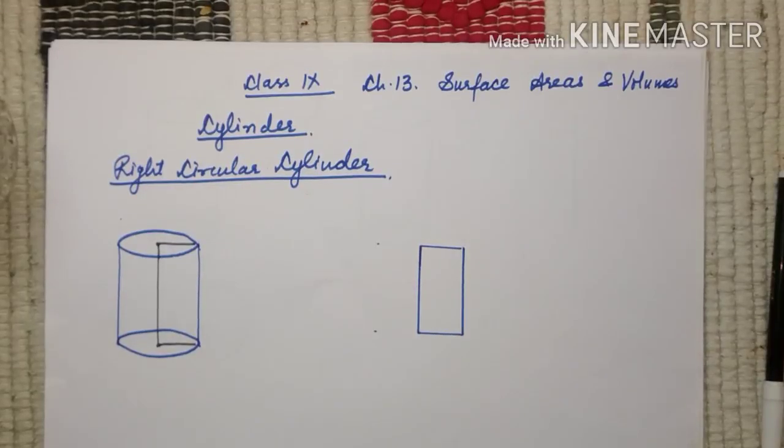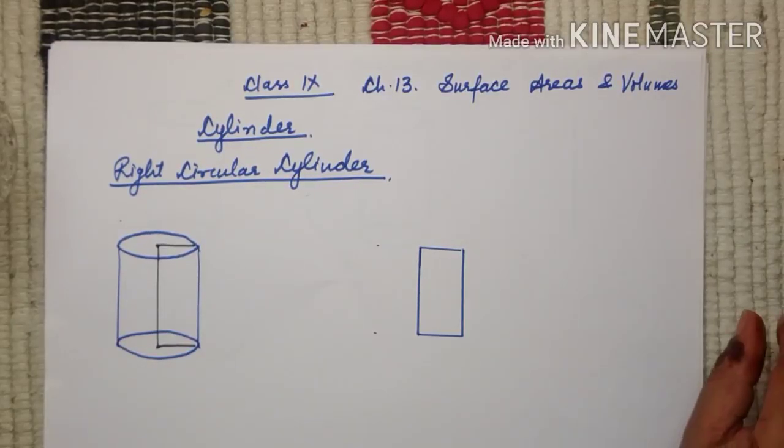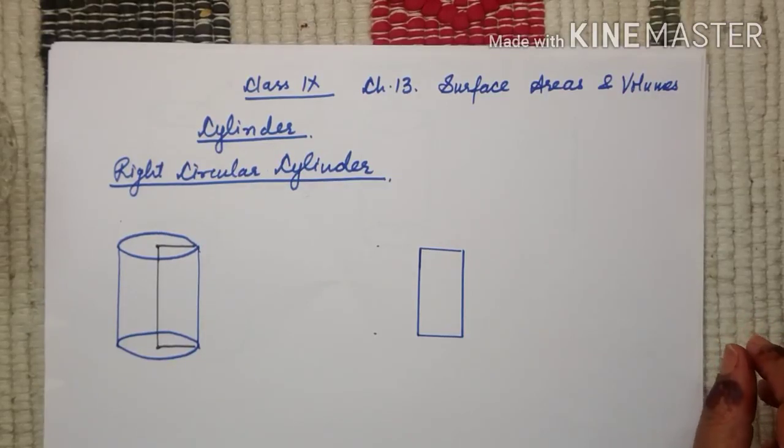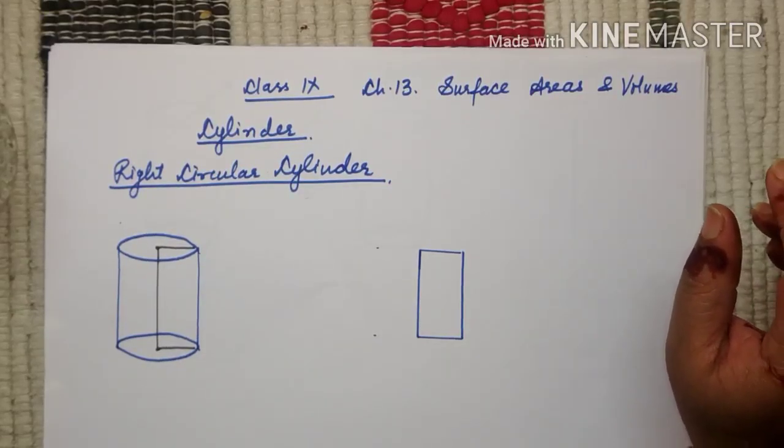Welcome students. Today we are going to do cylinder, surface areas and volume, chapter 13, and we are learning about cylinders. If I ask you what a cylinder is, maybe you're not able to define it, but you all will be able to identify the cylinder.